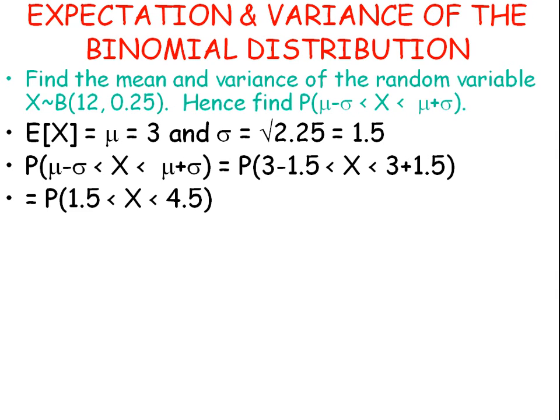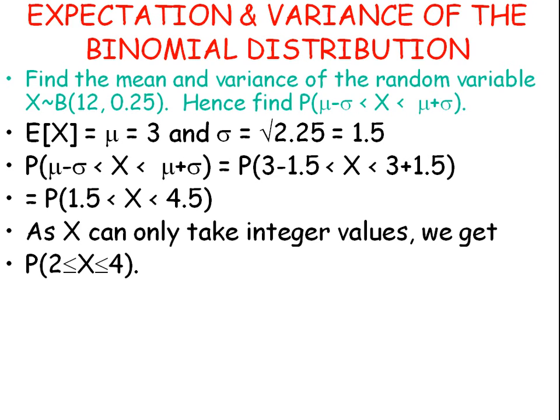Now we're dealing here with a binomial distribution, the number of successes we get. So we can only have whole number values. You can't have 1.5 successes, you can't have 4.5 successes. So if the number of successes has to be bigger than 1.5 and smaller than 4.5, it can actually be 2, 3 or 4. So we can change it into the notation we've got here, that x is either 2, 3 or 4. We either have to work out the probability it's 2, the probability it's 3, the probability it's 4, and add them together, or to speed things up we can use the tables.